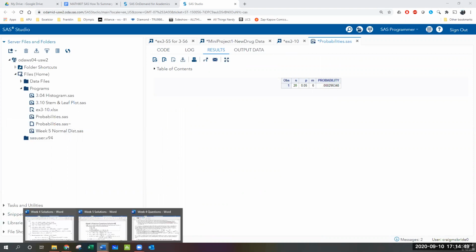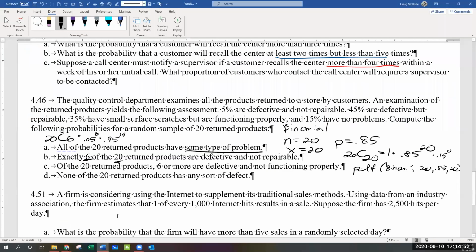And the rest are pretty much done the same way. We just have to see, of the 20 return products, whether 6 or more are defective. Okay, so now we have to use the CDF function. But just like before, when they say 6 or more, then we're looking at 6 through 20 being defective. Defective and not functioning, which for probability's sake, our P is going to equal, well, defective and not functioning properly.